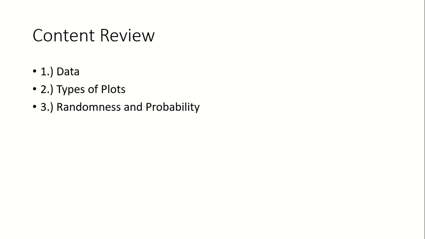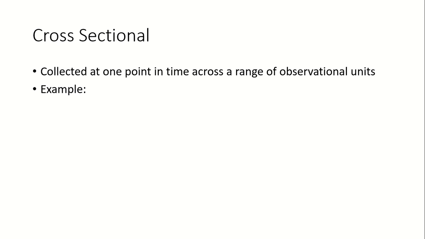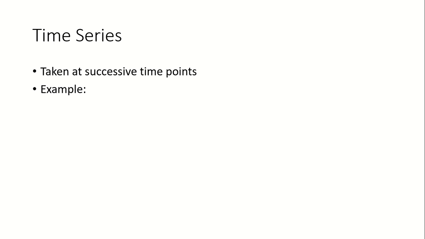Now into content review. I divided the content review into three categories: data, types of plots, and randomness and probability. So the first section is data. The first type of data you need to know is cross-sectional. It's collected at one point in time across a range of observational units. An example is scanning a sample for a disease at a certain point in time. Time series data is taken at successive time points, and it's like stock price measured over time.